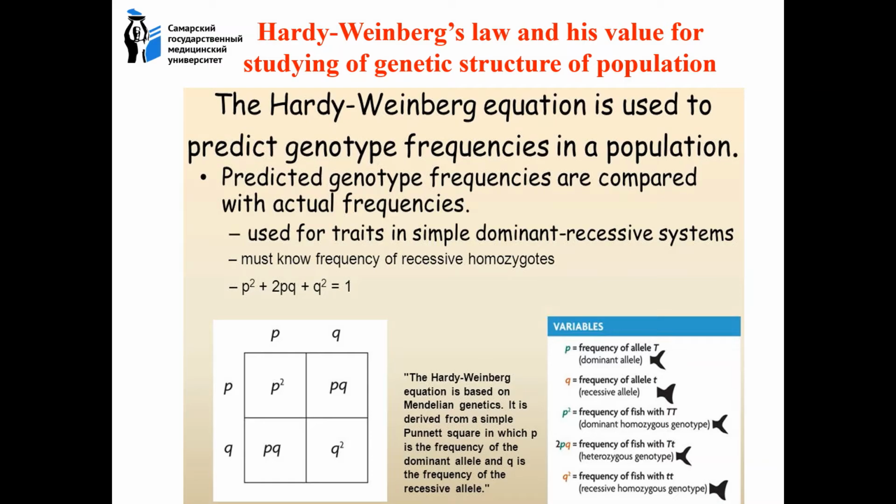The Hardy-Weinberg law is used to predict genotype frequencies in population. This law is based on Mendelian laws. It is derived from a simple Punnett square in which p is the frequency of dominant allele and q is the frequency of recessive allele. If we know the frequency of homozygous genotype occurrence by dominant allele in population, we can find the frequency of the homozygous genotype occurrence by recessive allele.